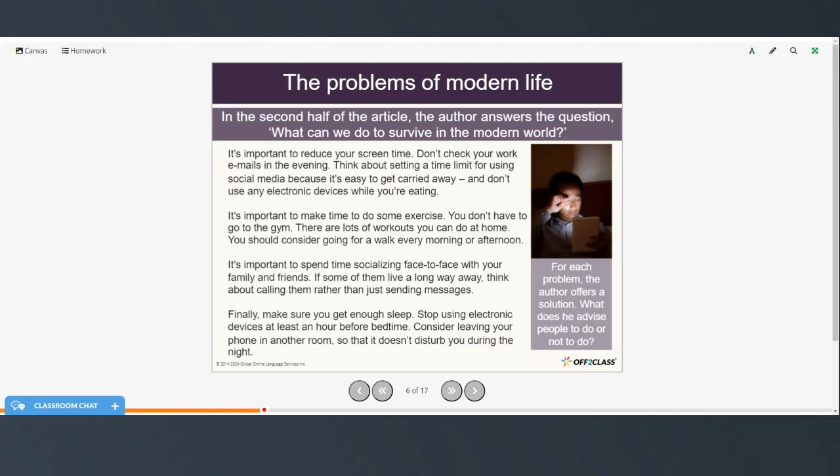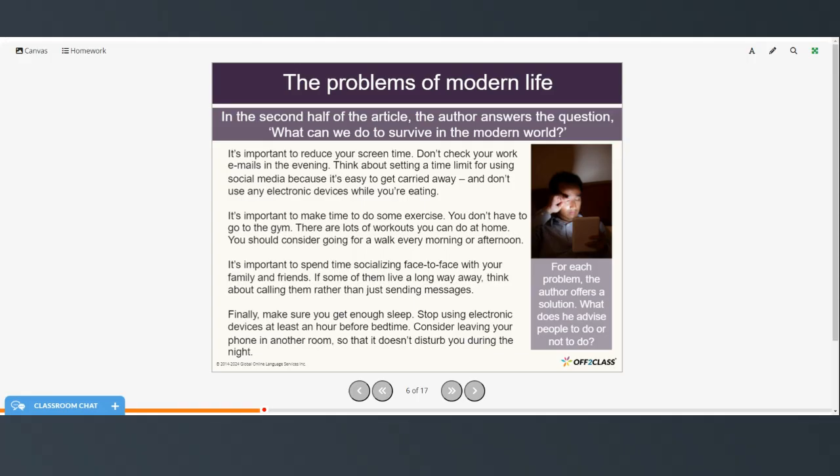It's important to spend time socializing face to face with your family and friends. If some of them live a long way away, think about calling them rather than just sending messages. Finally, make sure you get enough sleep. Stop using electronic devices at least an hour before bedtime. Consider leaving your phone in another room so that it doesn't disturb you during the night.